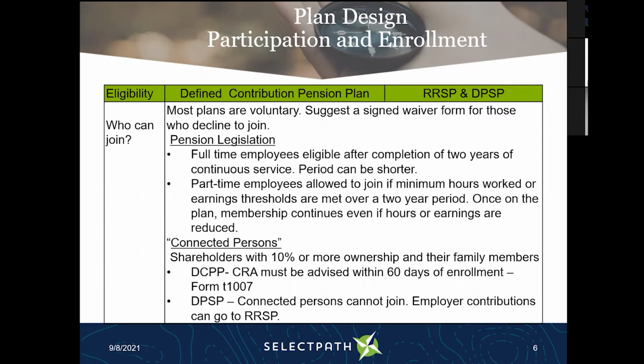First of all, let's look at who can join a plan. Most plans are voluntary. It is a good best practice, though, to have a signed waiver from an employee who chooses not to join the plan. Looking more specifically at pension plan legislation, full-time employees are eligible to join after completion of 2 years of continuous service. Now that period can be shorter.